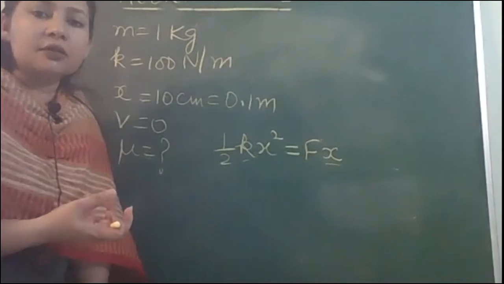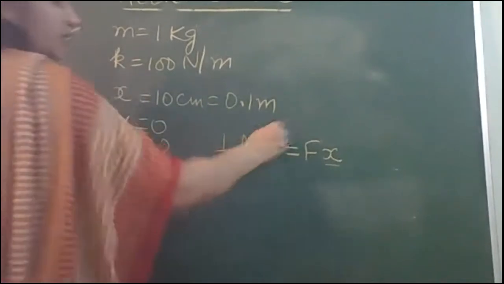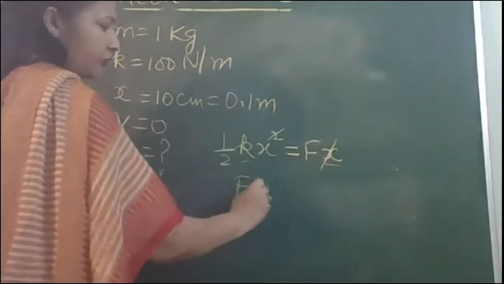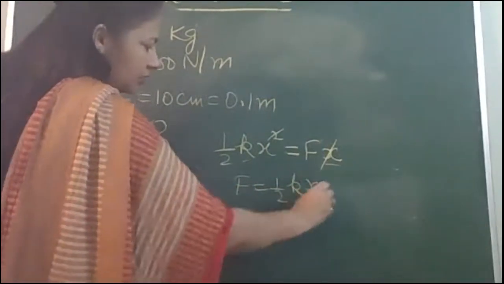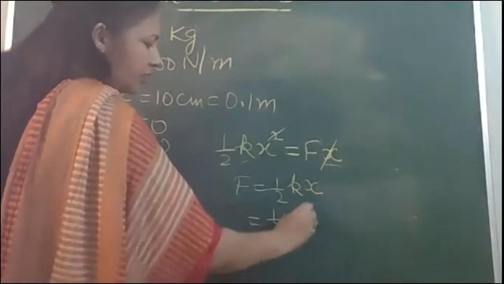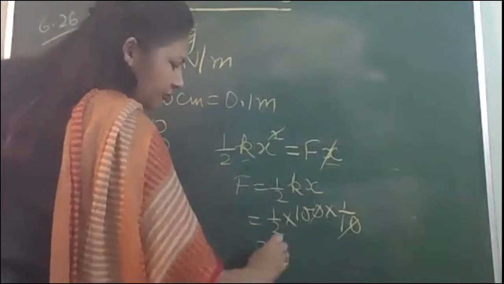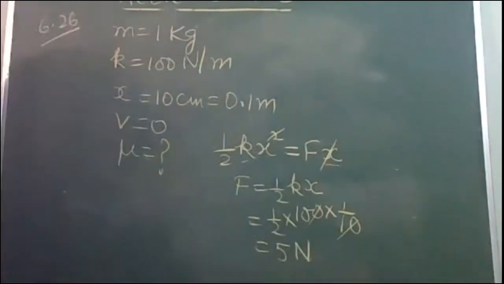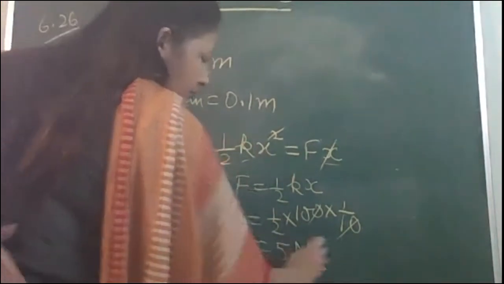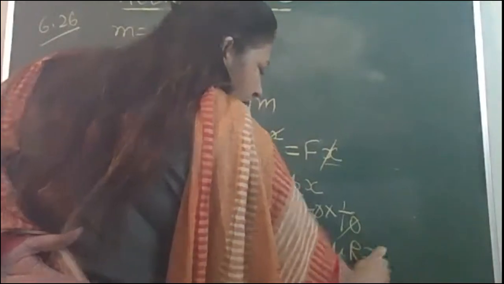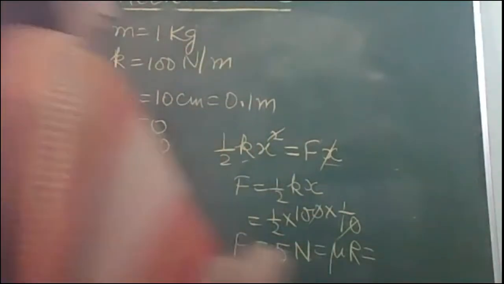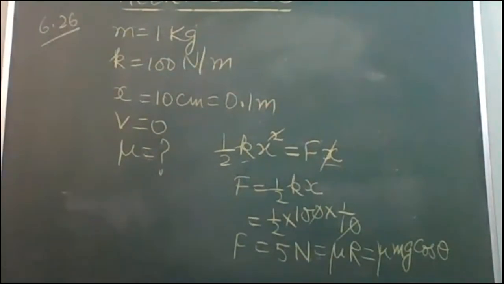The spring will also extend through the same distance. So this x will get cancelled, and we can find the force from here by putting in the values of k and x that we already have. k is 100, x is 0.1. So 5 Newton is the force here. Also, force is given by mu R. And in this case, when the plane is involved, R is equal to mg cos theta.